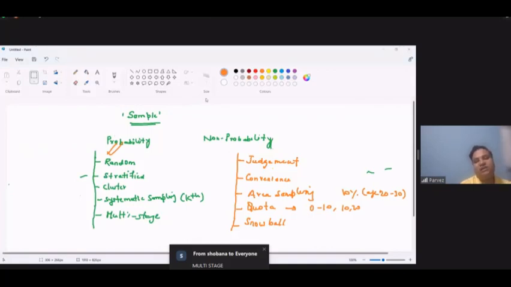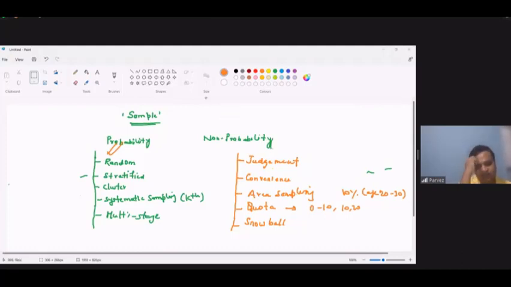Multi-stage means more than one stage, more than one sampling method. I'm using multi-stage. In detail, you can read in the textbook also, or Biju sir will post short notes which I have made. So that also you can read. He'll be posting maybe today or maybe tomorrow.